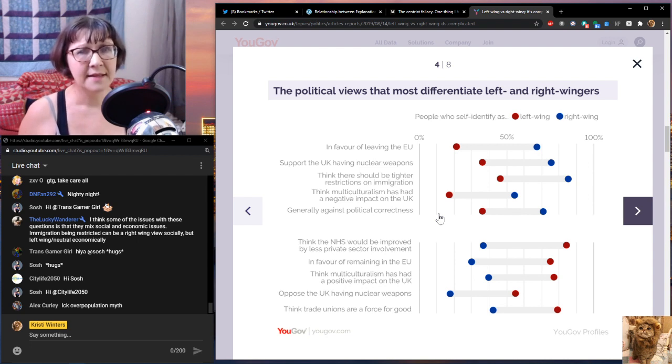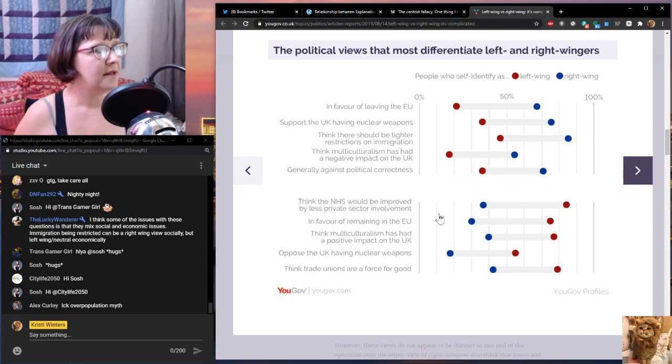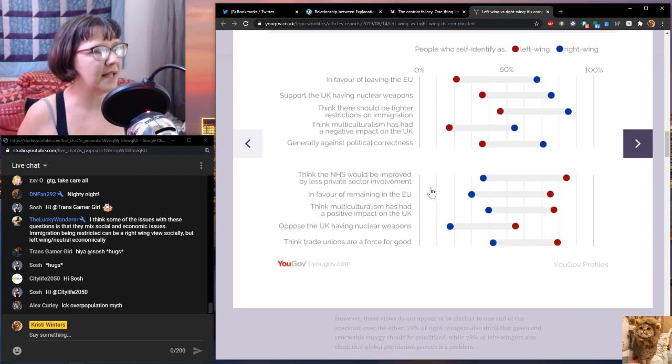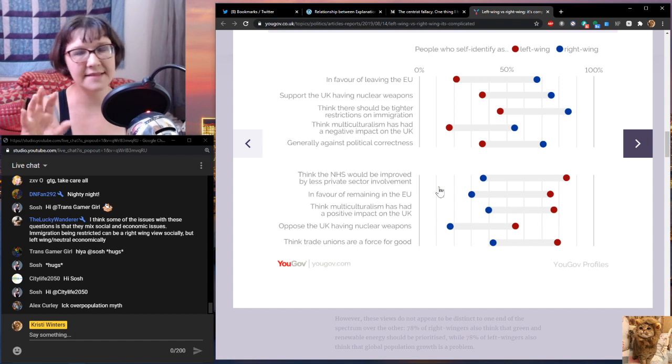That makes sense. Like, people were the most different on leaving the EU because they were just about to have a general election that dealt with Brexit. And so that's where you saw the left and right differences, but what can you really say about them other than they're a reflection of the partisan divide that was happening? Next, the NHS would be improved by less private sector involvement. Okay, then you've got, I guess, a capitalism or laissez-faire versus socialism dimension.